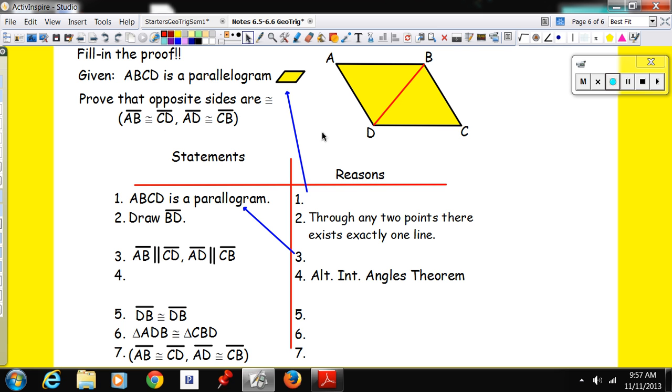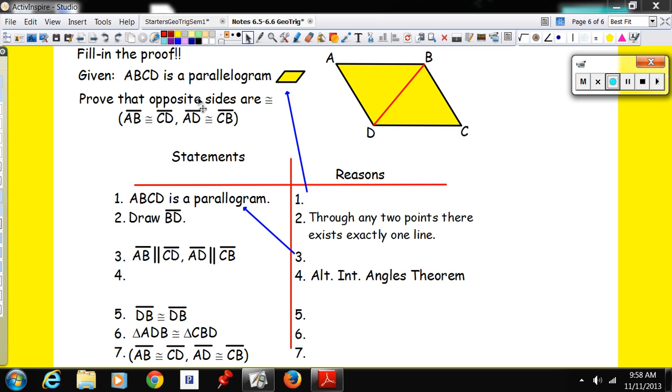And the last thing is we're going to fill in the proof. So let's read it over together. Alright, so let's take a look at it. It says, given that we have a parallelogram ABCD, so just the fact that this is a parallelogram gives us a lot of information. It's telling us that these two sides are equal, these two sides are equal, opposite angles are equal, the diagonals would bisect, telling us tons of stuff just by this word parallelogram.